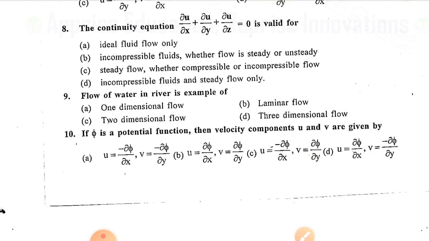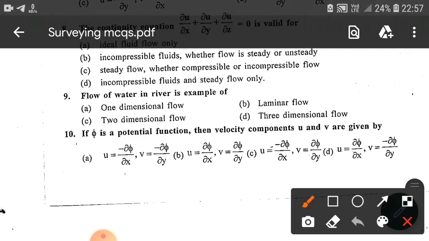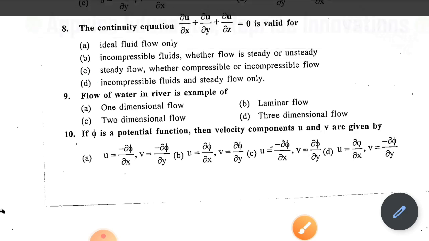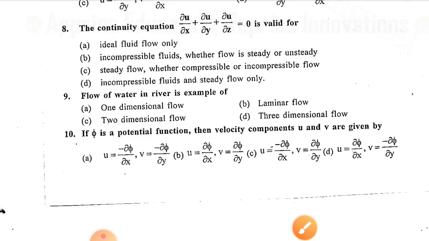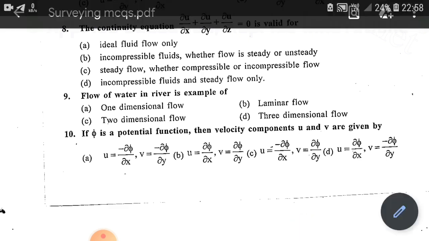Question number 8. The continuity equation dou u by dou x plus dou v by dou y plus dou w by dou z is equal to 0 is valid for. Option D is correct. Incompressible fluids and steady flow only. Question number 9. Flow of water in a river is an example of. Option D is correct. Three-dimensional flow.